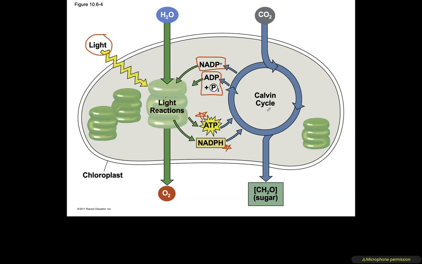Both of these molecules, ATP, the high energy molecule, and NADPH, the high potential energy molecule, are going to go to the Calvin cycle. And the Calvin cycle is located in the stroma of the chloroplast. So it is in the Calvin cycle that the CO2 is going to be used. CO2 enters into the Calvin cycle, and those carbons from the CO2 are going to be used to build sugar.